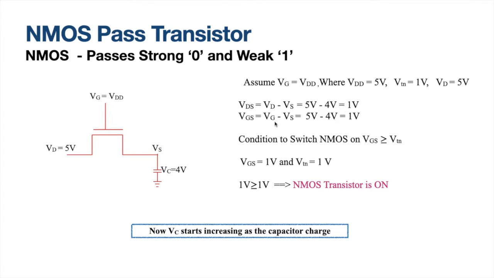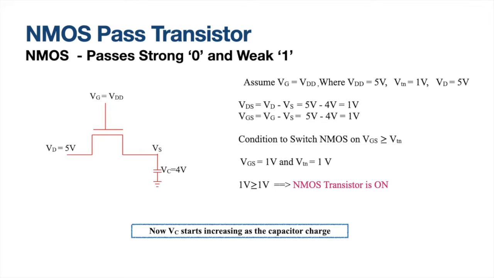VGS equal to VG minus VS. It is 5 volt minus, what is the voltage at source? It is 4 volt, which is equal to 1 volt. Again, we have to check the condition. VGS greater than or equal to VTN. What is VGS? It is 1 volt. What is threshold voltage? It is 1 volt. 1 volt is greater than or equal to 1 volt. Again, the condition is satisfied. Therefore, the transistor remains switched on.